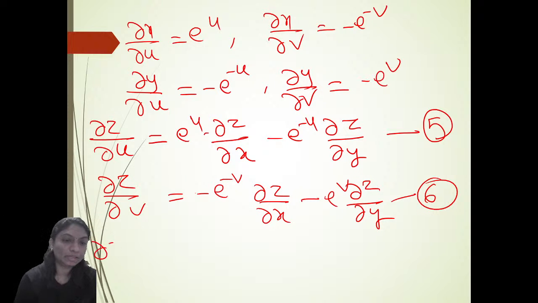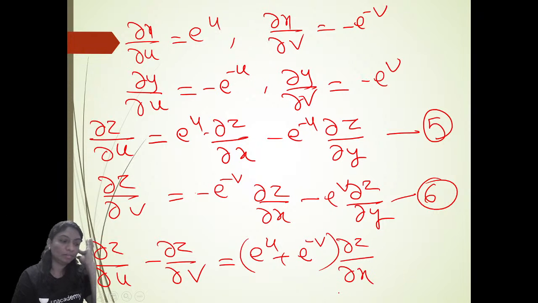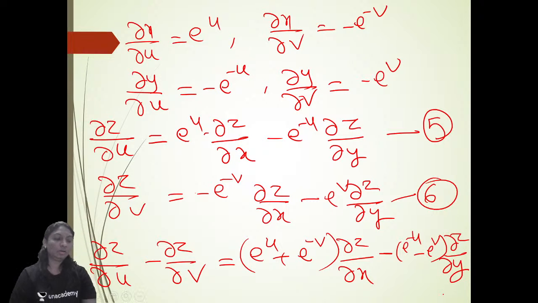So you will get ∂z/∂u minus ∂z/∂v is equal to (e^u minus e^(-v)), sorry, minus of minus, so this becomes plus, (e^u + e^(-v)) ∂z/∂x, right? Minus (e^(-u) minus e^v) ∂z/∂y, right?